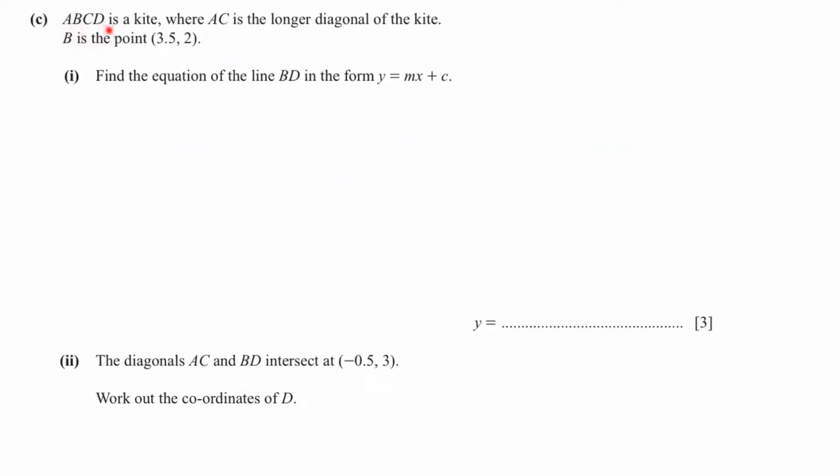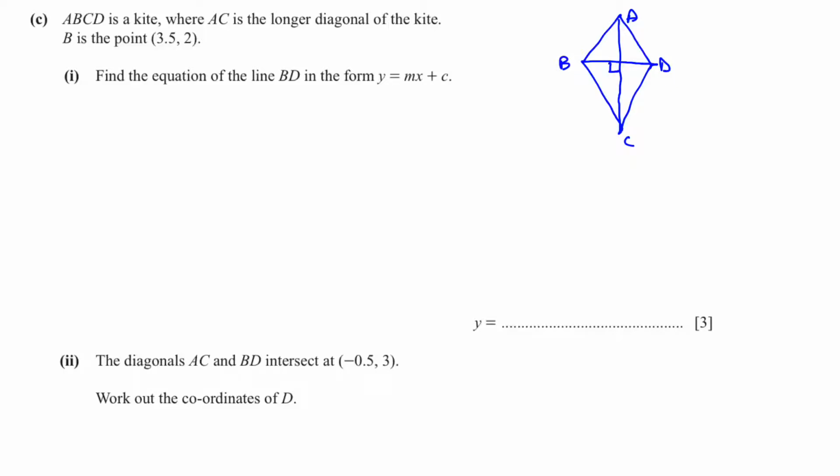In part C, ABCD is a kite where AC is the longer diagonal of the kite, B is the point 3.5, 2. Find the equation of the line BD in the form y is equal to mx plus c. Let's draw a kite. So you have a kite. This is your A and C. They said it's the longer diagonal. So this is your line AC. B can be here or the other side. It doesn't make a difference. And you want to find the equation of the line BD.